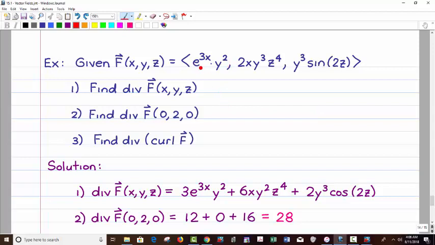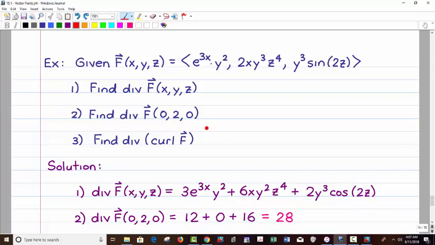So the derivative of the first component with respect to x will be 3e to the 3x times y squared. The middle one with respect to y, the derivative of y cubed will be 3y squared, so I have 6xy squared z to the fourth. And the last one, another chain rule here, got to take the derivative of the 2z. So the derivative with respect to z makes that 2 cosine of 2z with the y cubed there also. But you see how I wrote that? Just plus, plus, plus, not a vector. All that right there is perfectly good answer for divergence.